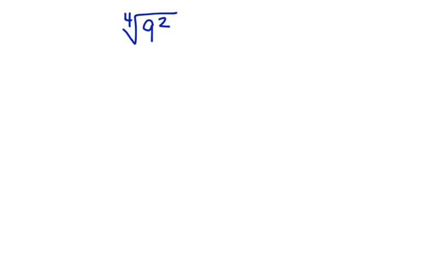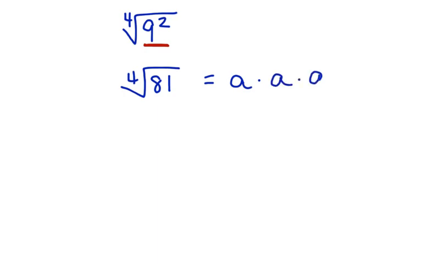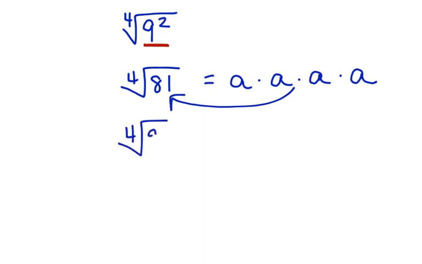Well, to figure this out, first, let's evaluate the value inside the radical. 9 squared is 81, so we can rewrite this problem as the 4th root of 81, which means we're looking for what number times itself 4 times will give us 81. The 4th root of 9 squared is 3, because 3 times 3 times 3 times 3 is equal to 81.